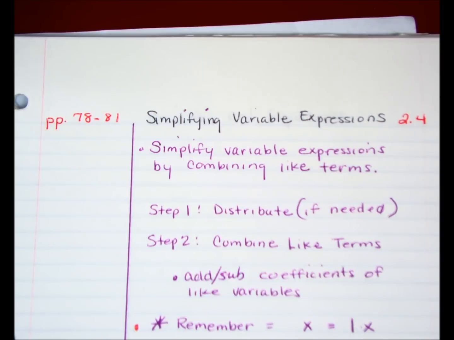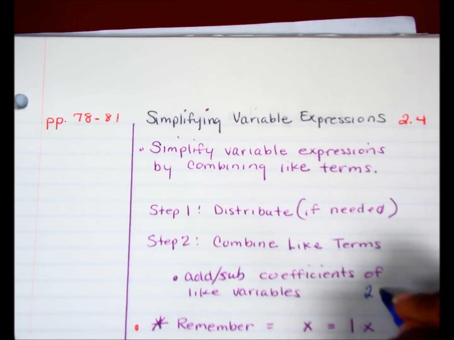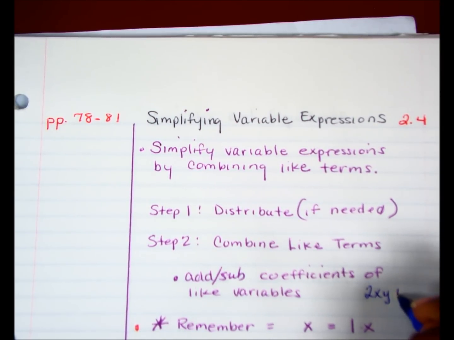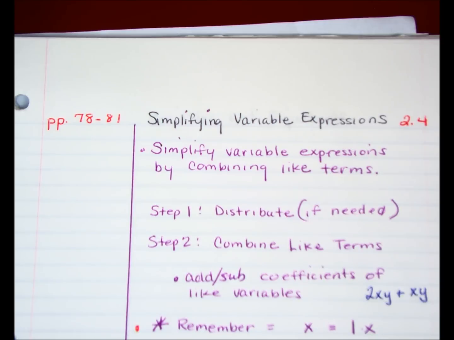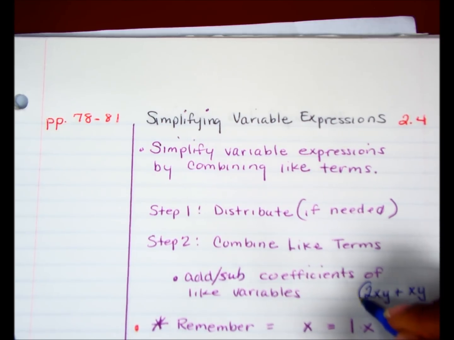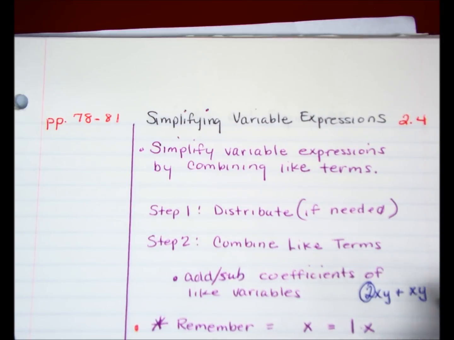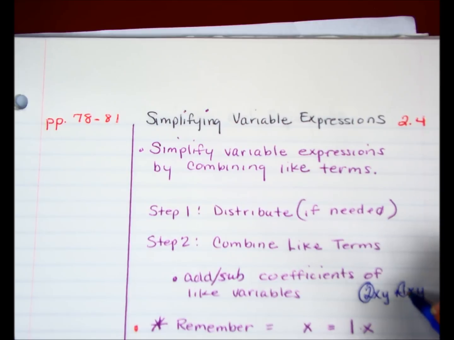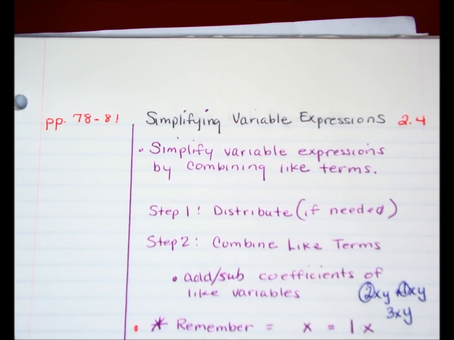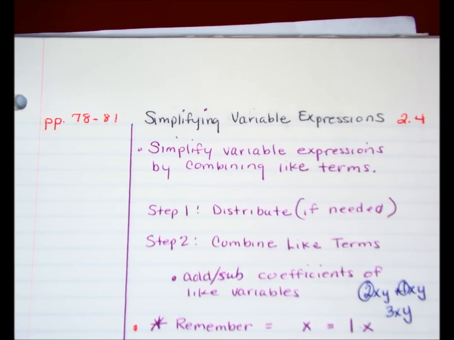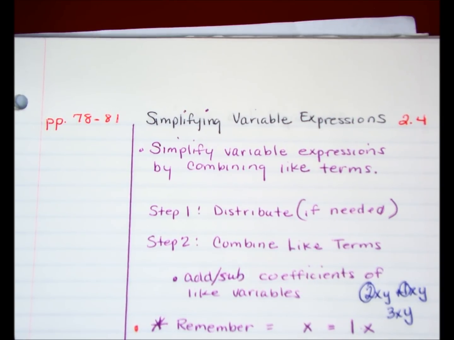So, for example, if I have 2xy plus xy, then I combine the coefficients. The coefficient of 2 and the invisible one here is 1. So this would be 3xy. Because you need to remember that x alone really, its coefficient is 1.